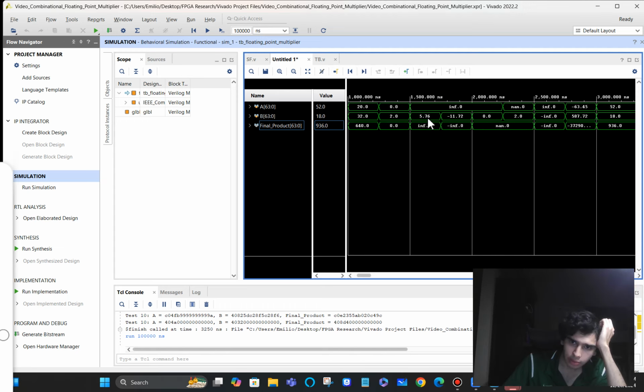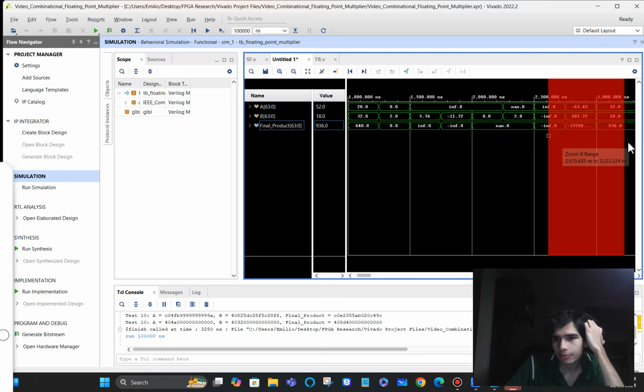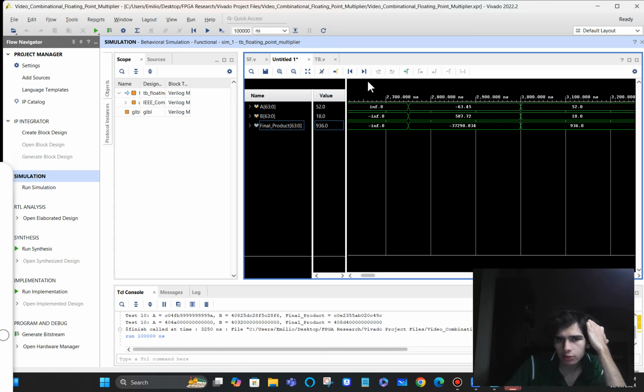Infinity times a normal number that's not negative is that. Infinity times a negative number is negative infinity. Infinity times 0 does not exist, NaN. A number that does not exist times a number that does exist is a number that does not exist. Positive infinity times negative infinity is negative infinity. This times this is equal to that. Here, let's zoom in more. And yeah, all the possible cases seem to be working.